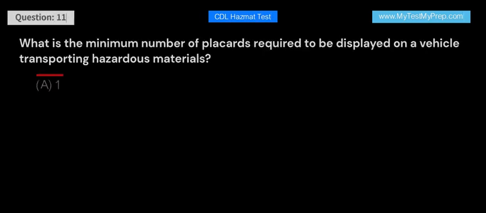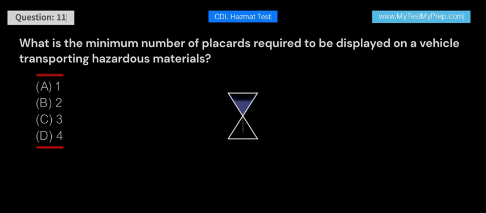What is the minimum number of placards required to be displayed on a vehicle transporting hazardous materials? A. 1. B. 2. C. 3. D. 4. Answer D. A minimum of 4 placards is required to be displayed on a vehicle transporting hazardous materials. Placards must be placed on each side and each end of the vehicle to ensure that the hazard class information is visible from all angles.